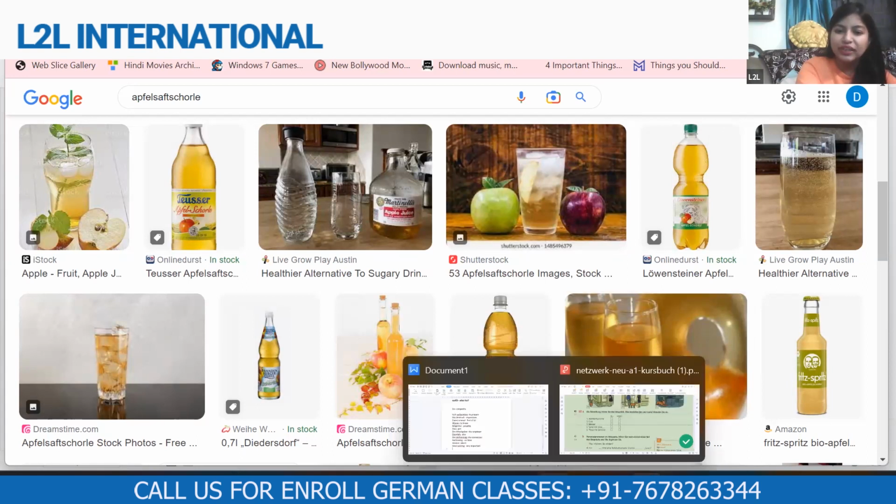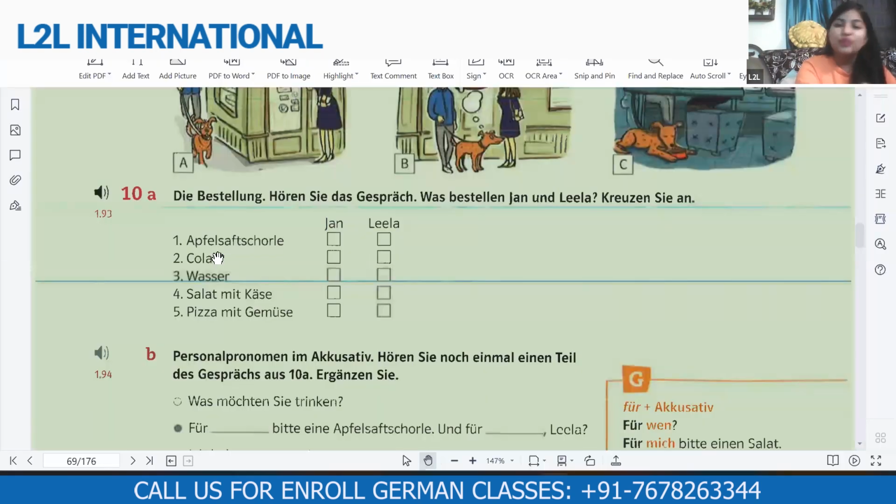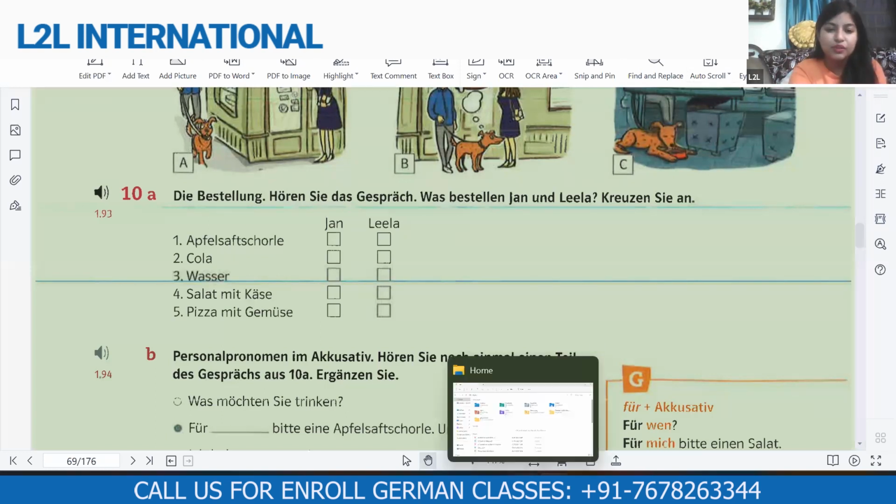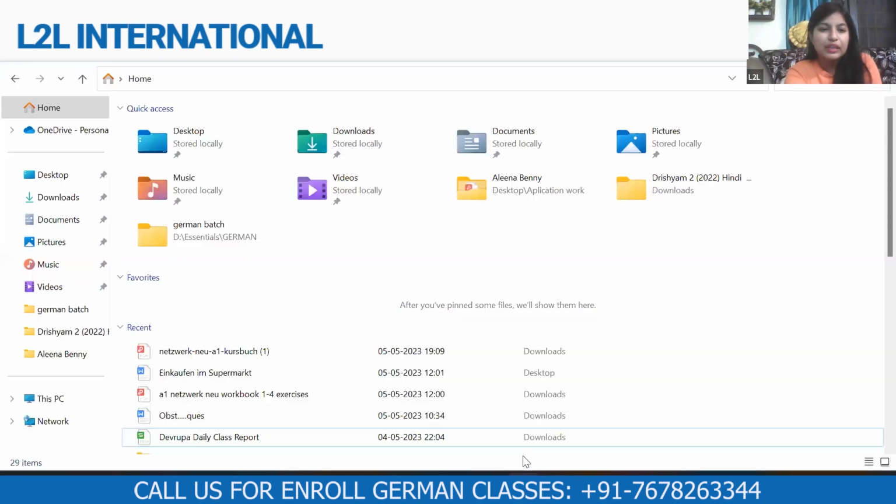And let's see what else we have in the menu card. We have cola. Cola is Coca-Cola. Wasser is water. Salat mit Käse, that is salad with cheese. And pizza mit Gemüse, that means pizza with vegetable. So these are the list of items that we have. And let's see what Jan and Lila order from the list. So I'll play the audio. Please be careful with it.